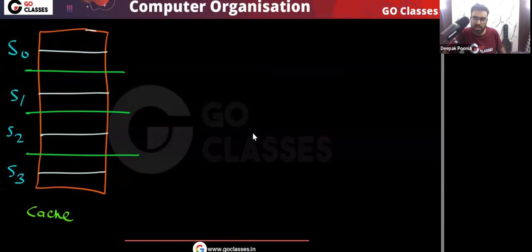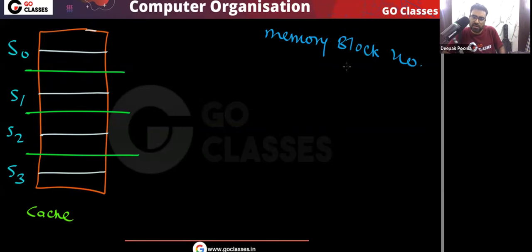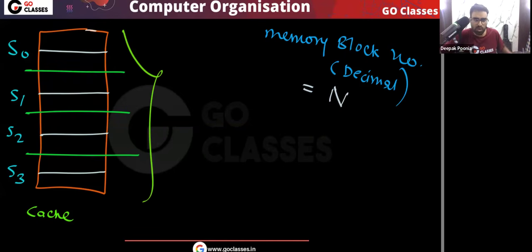Remember, in a set associative cache memory, every main memory block maps to a unique set. But within the set, you can put the block into any line. One more thing: if you want to find to which set a memory block will map, how can we find that? Very simple. If the main memory block number is given to you in decimal, let's assume it is equal to n.